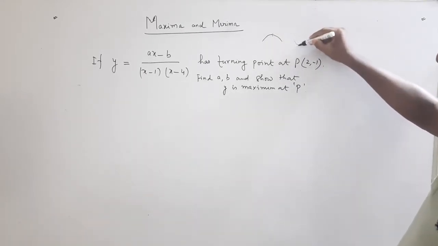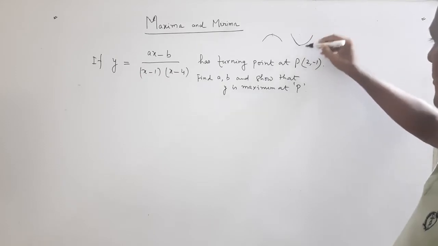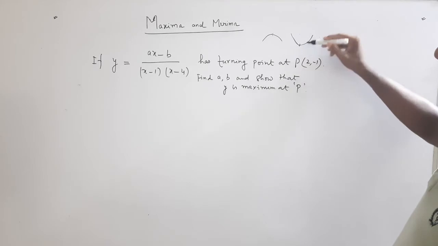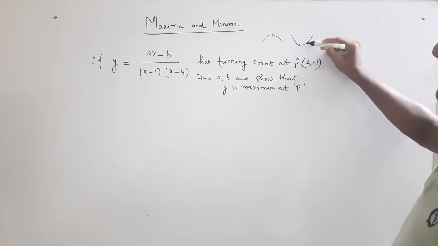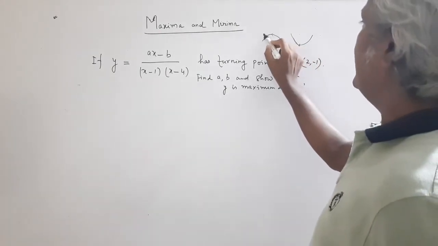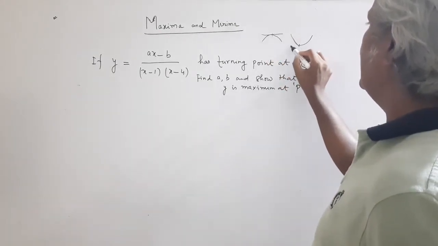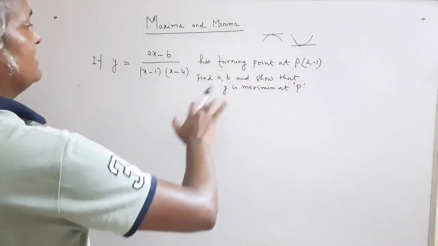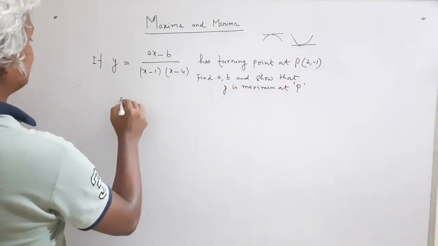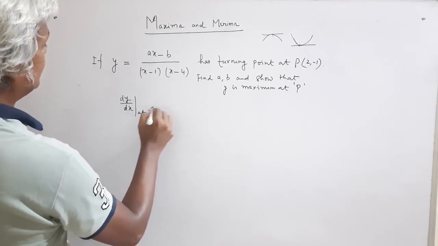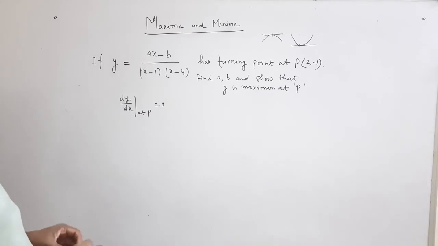In the same way you can also have a turning point like this, where from here to here it is a decreasing function, and then at this point, just before it becomes increasing, there is a turning point. This is the turning point where we find the differentiation 0. That is the point where the tangent at that particular point becomes 0. It means they are saying that dy by dx at P equals 0. So one condition we have found.